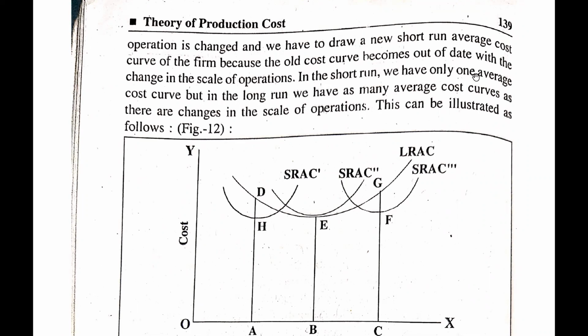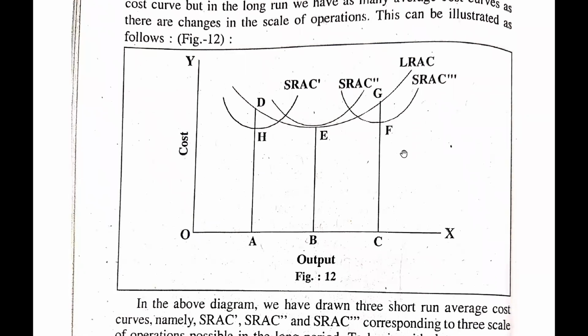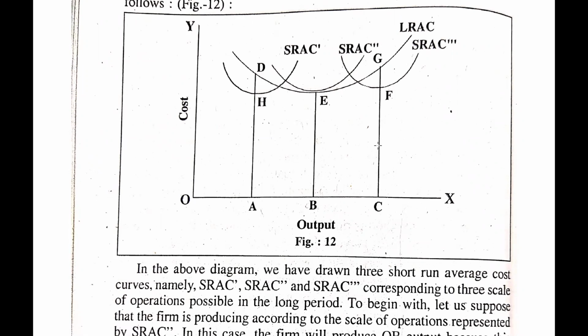In the short run, we have only one average cost curve, but in the long run, we have as many average cost curves as there are changes in the scale of operation. So guys, this can be illustrated as follows. You can see in the long run there are many average cost curves. So these are average cost curves, and you can see over here this is a period of time, and this is how the average cost curves look.